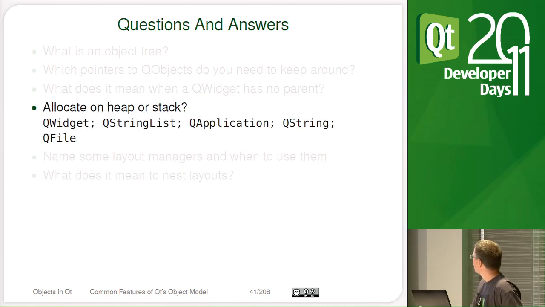Now let's ask some questions on how to allocate these classes. Would you create a QWidget on the heap or on the stack? Who is for heap? And who is for stack? Yeah, it's on the heap, normally. A string list, heap or stack? Okay, it's on the stack. QApplication, heap or stack? Yeah, here you can do both. Mainly it's on the stack within your main function. QString, heap or stack? Yeah, stack. And QFile, heap or stack? Yes, stack, normally.